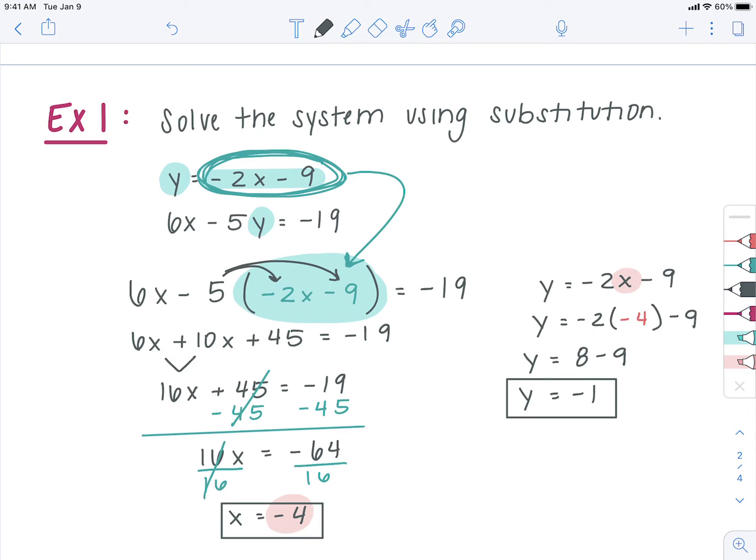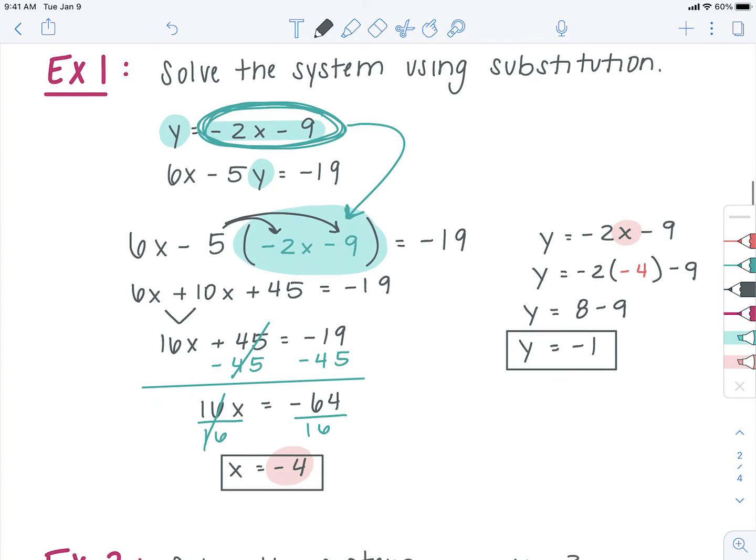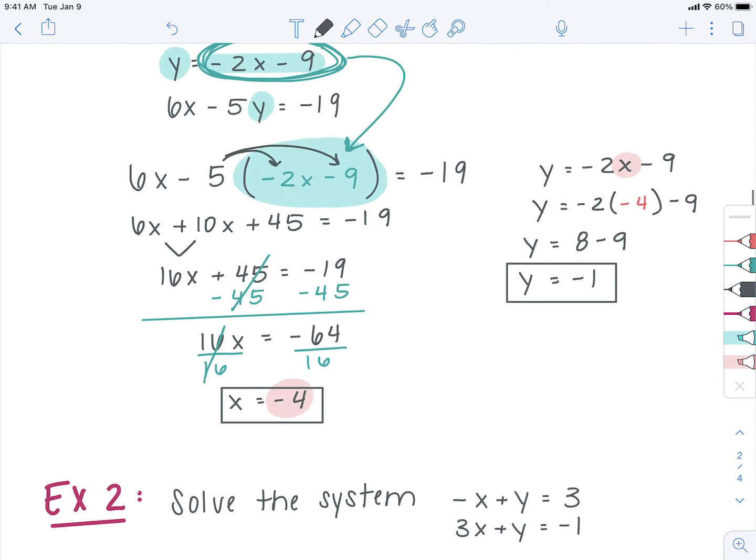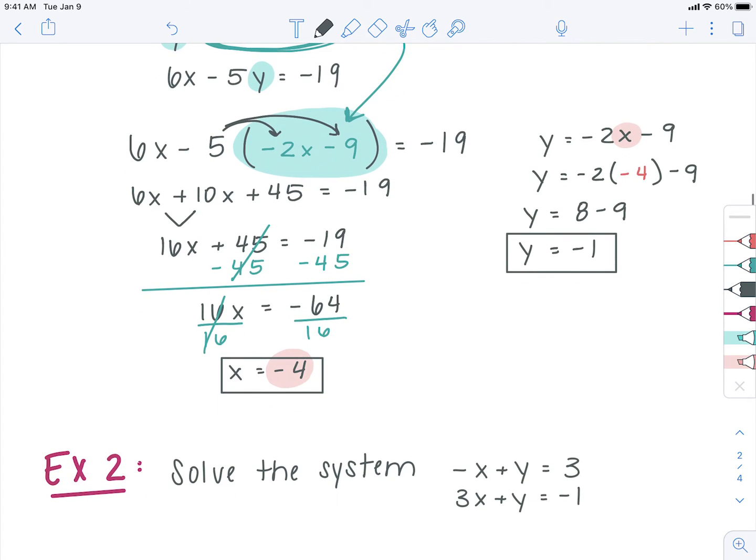Let's look at another one. So this next one is going to ask me to solve the system -x plus y equals 3 and 3x minus y equals -1. So right off the bat, the thing that I notice here is neither of these equations have x or y by themselves. None of them are alone.